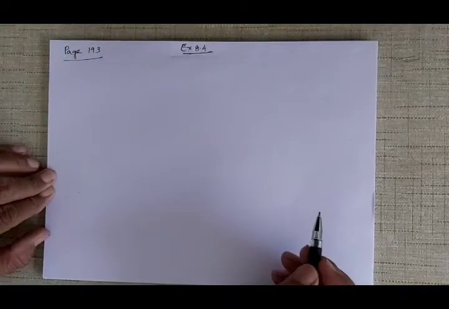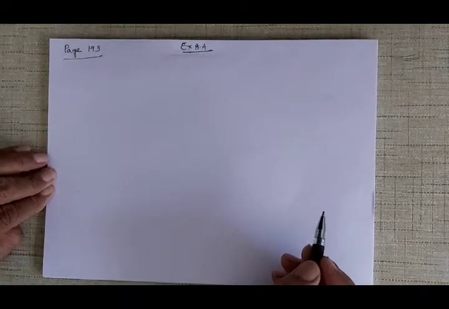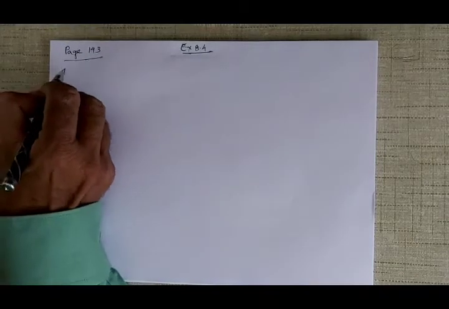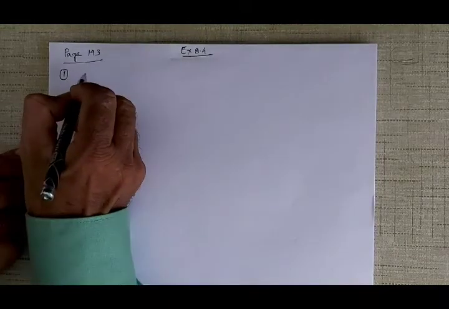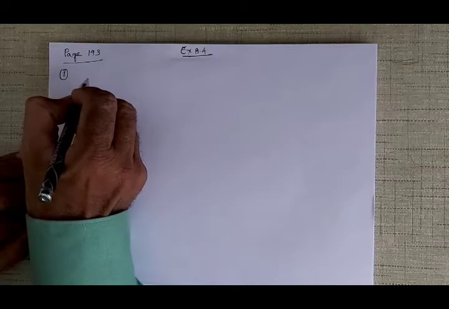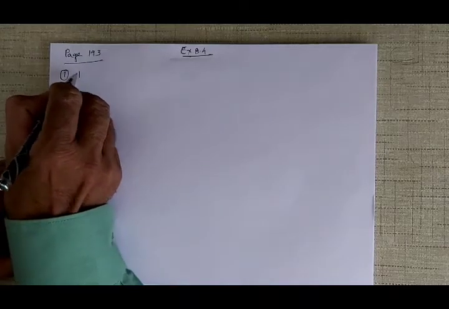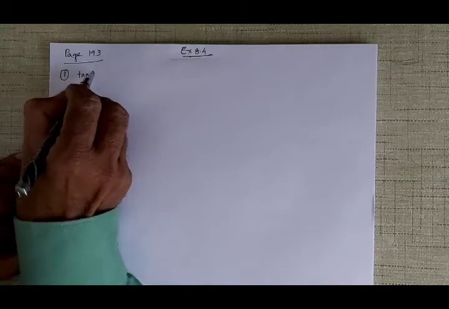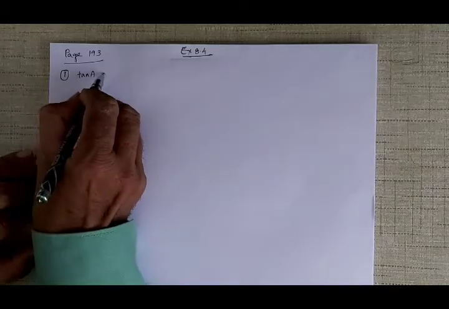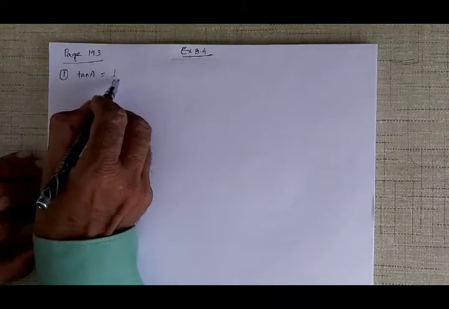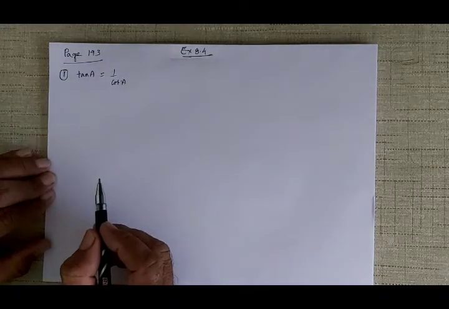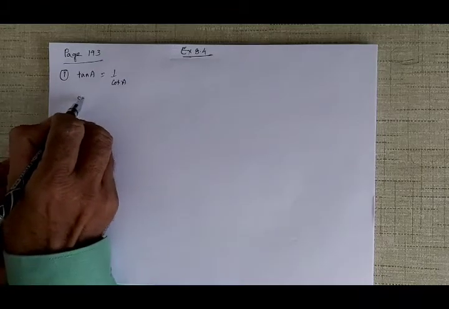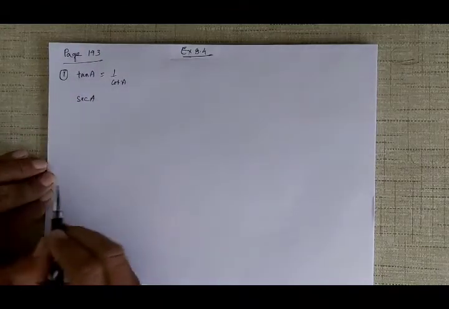Page 193, exercise 8.4. All right, the first question: express the trigonometric ratios sin A, sec A, tan A in terms of cot A. Okay, so you want to express sin A, sec A and tan A in terms of cot A. First of all, tan A, we know that tan is reciprocal of cot, so tan is equal to 1 upon cot A. Okay, then we want to express sec A in terms of cot A.